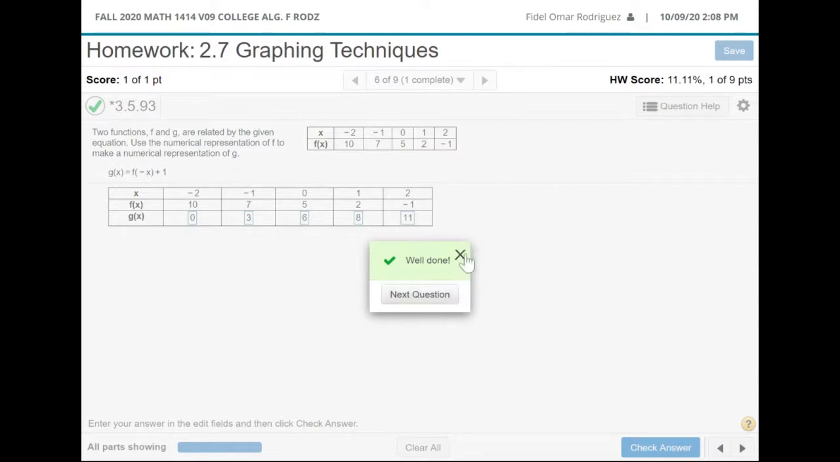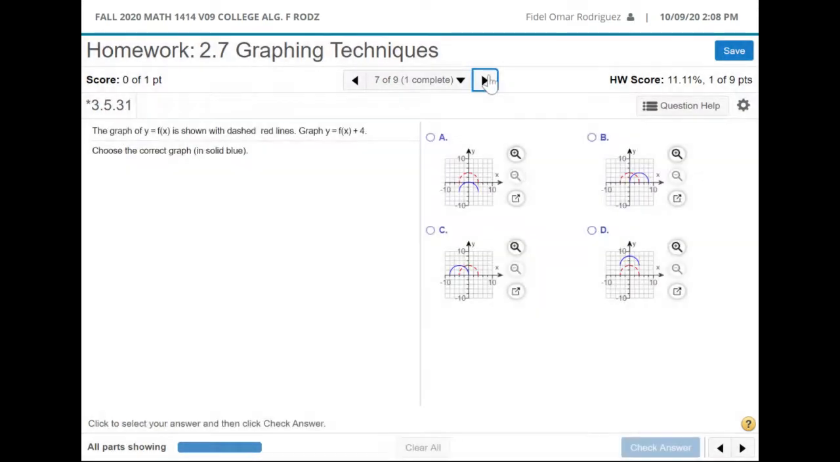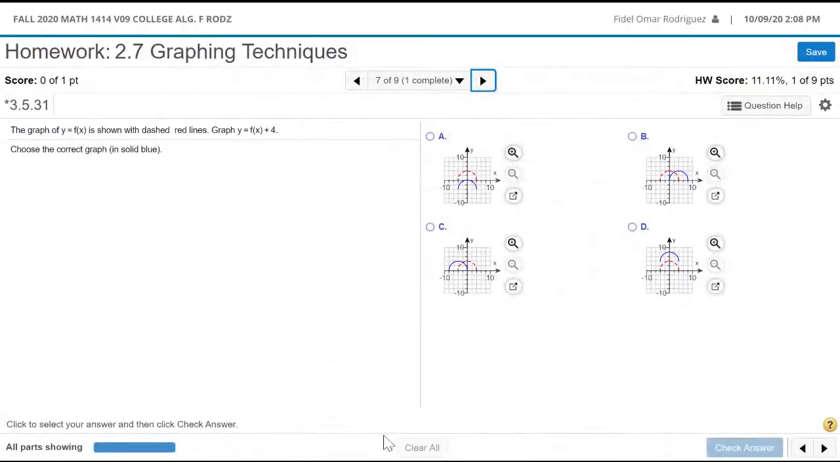These problems take a little time to do, and there's no doubt they can be a little tricky. But as we go through them, they make a little more sense. So take a look at this one here. I don't know if it shows up bigger on your screen or not. Look what it says: the graph of y equals f of x is shown with dashed red lines. How would we graph y equals f of x plus 4? The original one is in the dashed red.